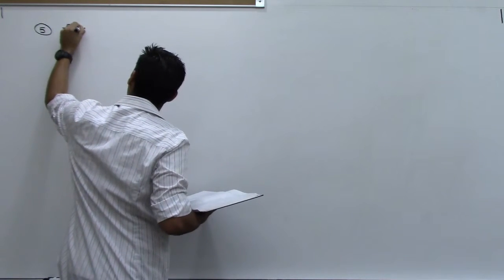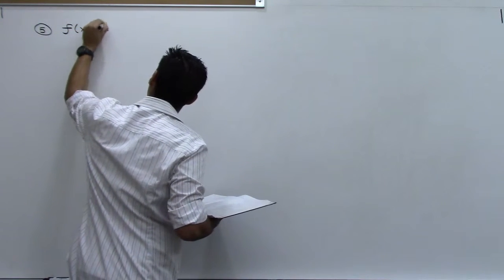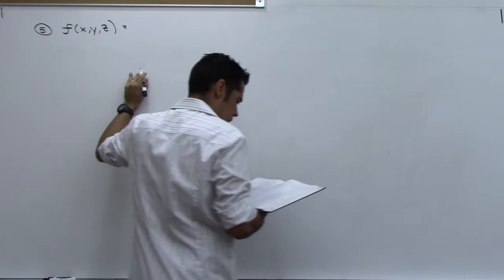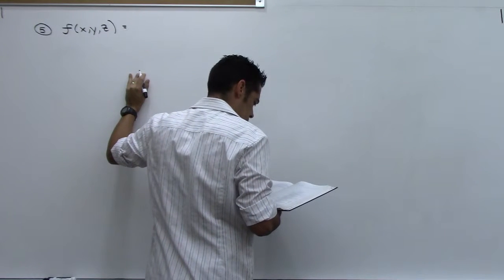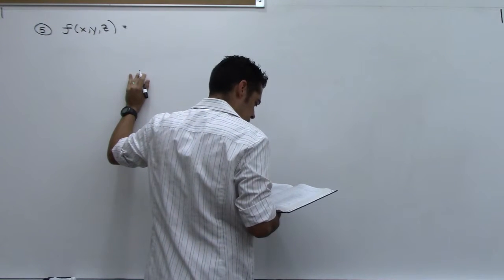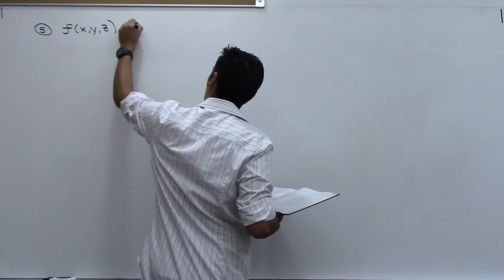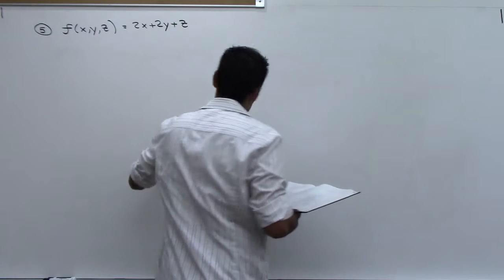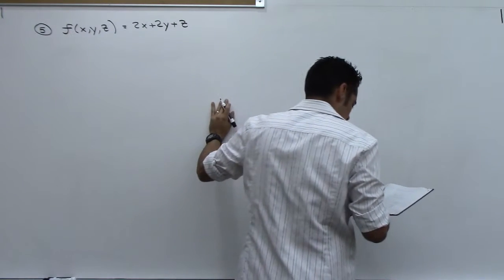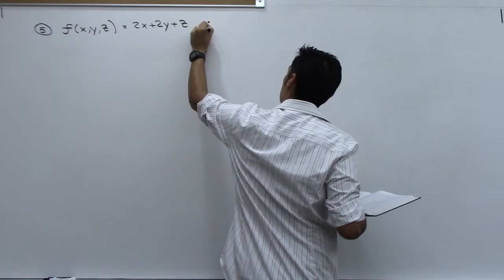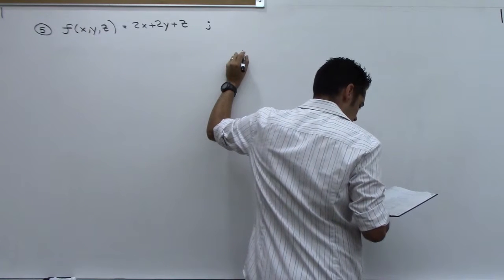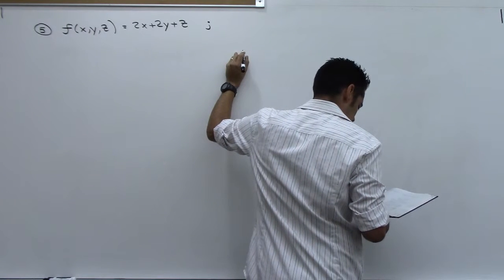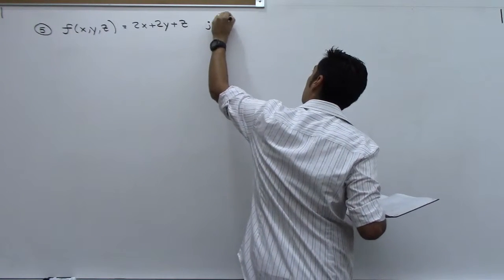Now what we have is a function of 3 variables. 2x plus 2y plus z is the function of 3 variables. And our constraint is x squared plus y squared plus z squared equals 9.